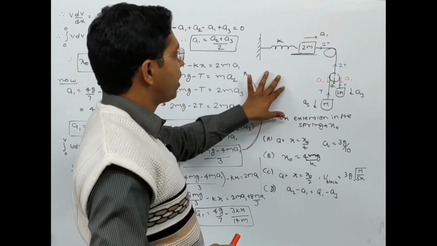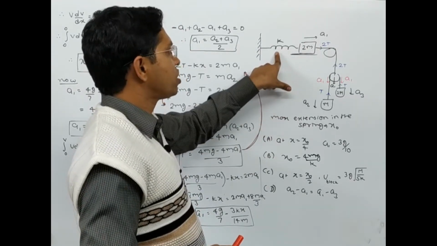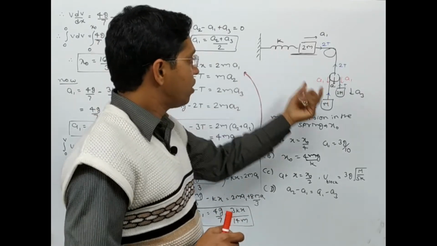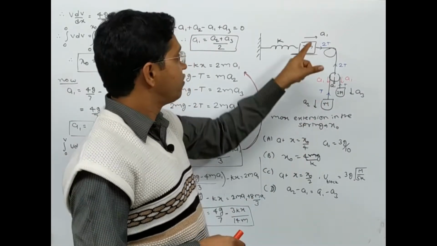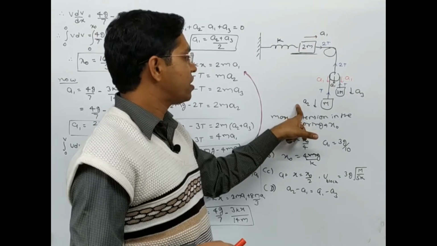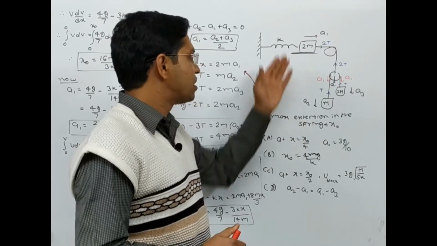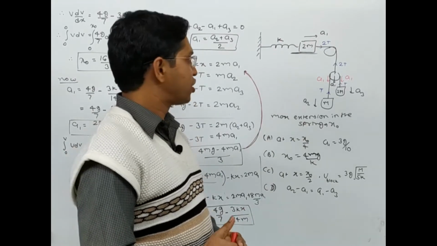In this question, an object of mass 2m is attached to a spring of spring constant k. It is at its natural length initially. Then these masses are attached and it is given that this is having acceleration a1, this is having a2, this is having a3, somewhere in between at any condition. These are the notations for its accelerations.